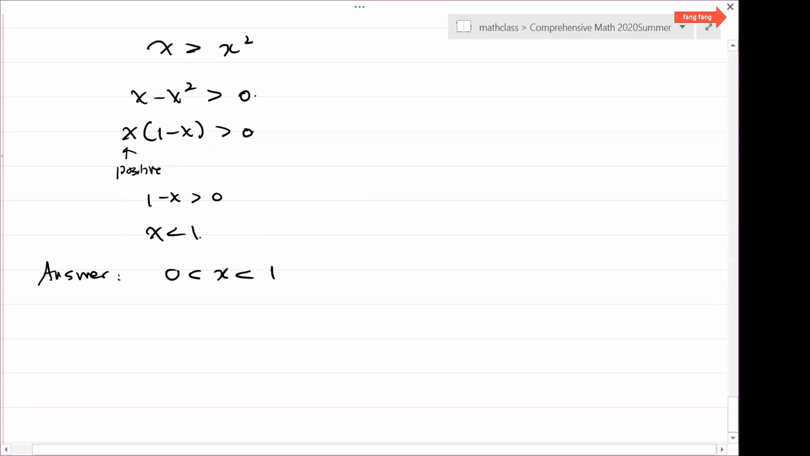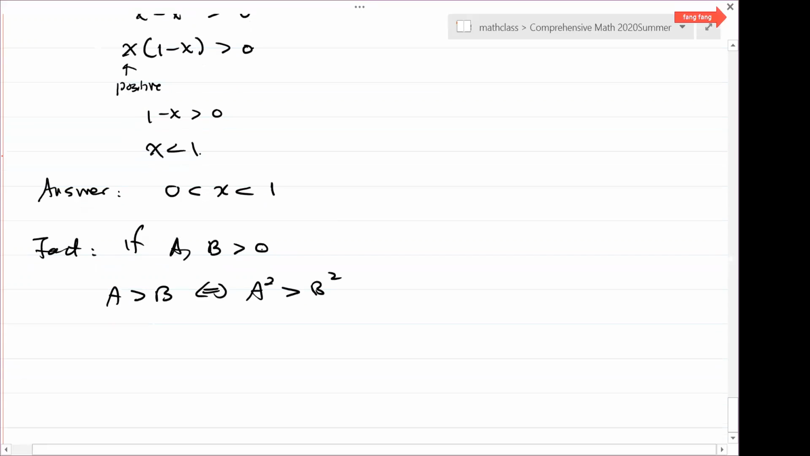Yeah. Now, let me state the following fact. If A and B are positive, then A greater than B if and only if A squared is greater than B squared. Okay, so those two are equivalent. Yeah. So this is a pretty tricky inequality.